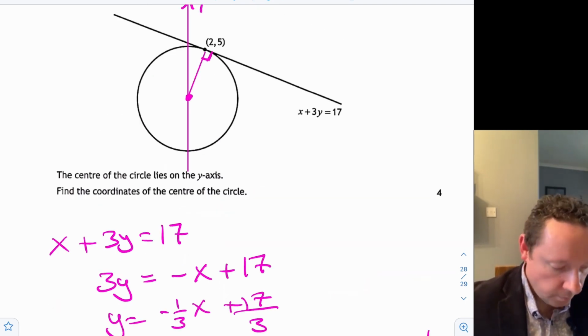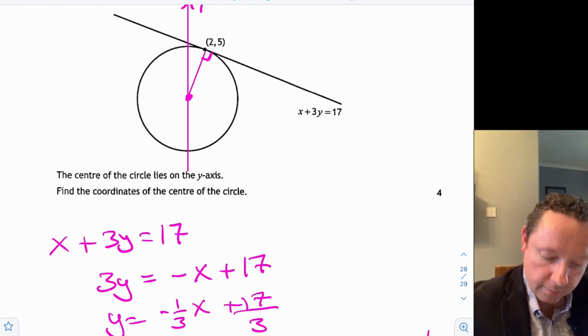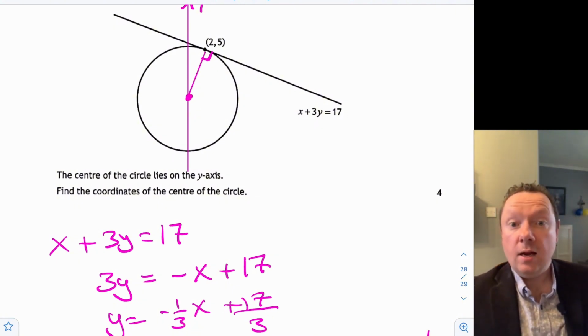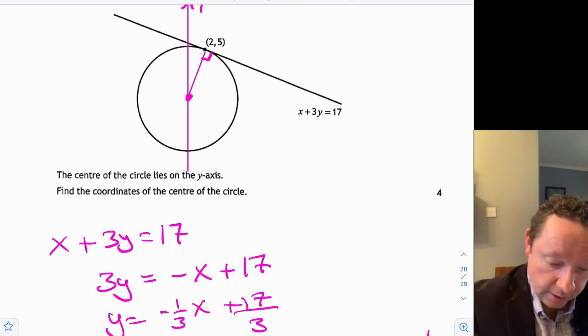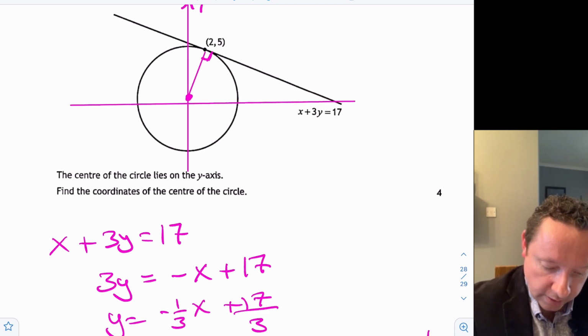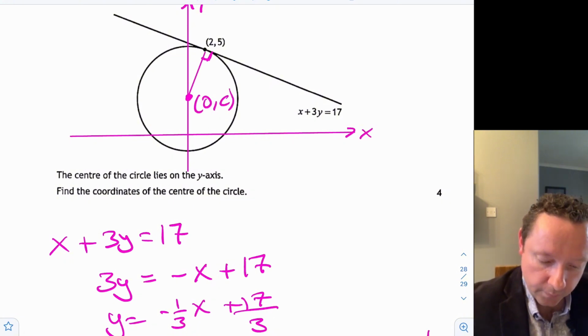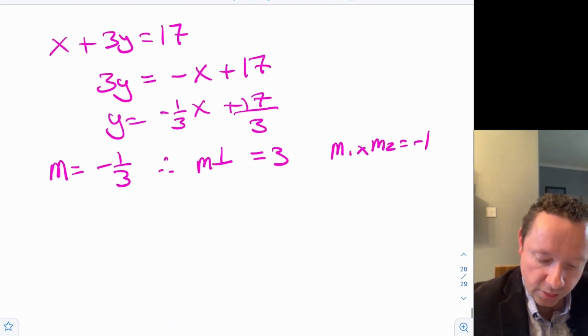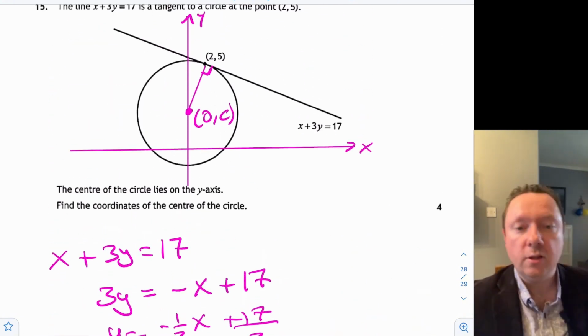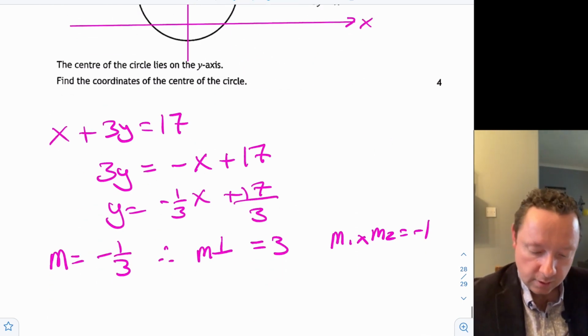We also know that the centre of the circle lies on the y-axis. So if it lies on the y-axis, it goes along 0 and up some number, call it c. But we know our gradient is 3, and we've got 2 points, so we can use the gradient formula and work out our c. So let's just do that.